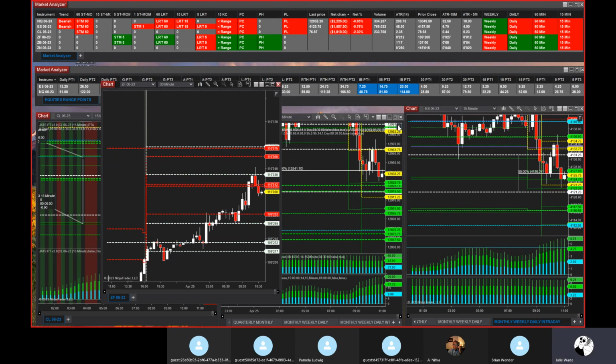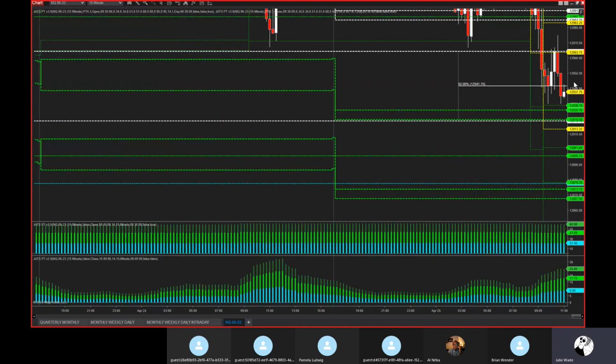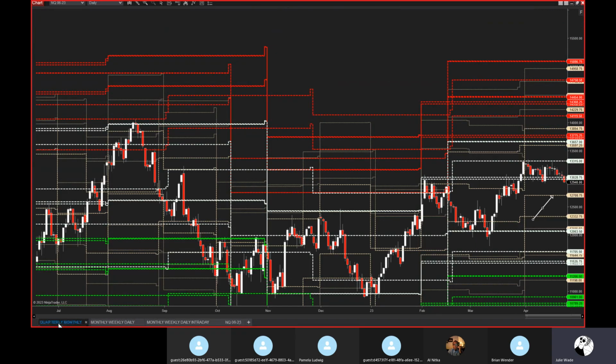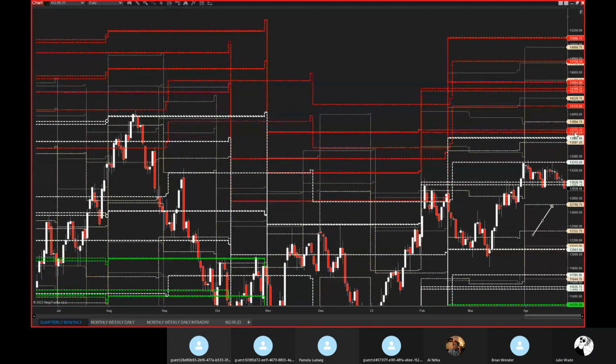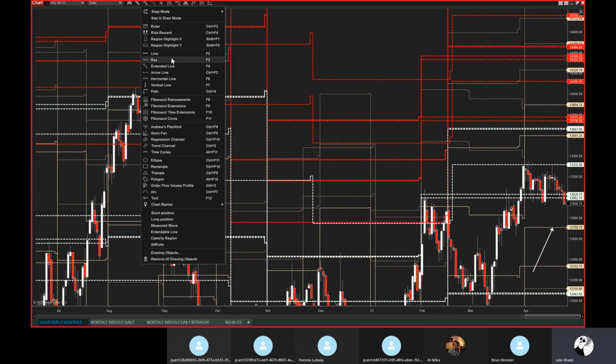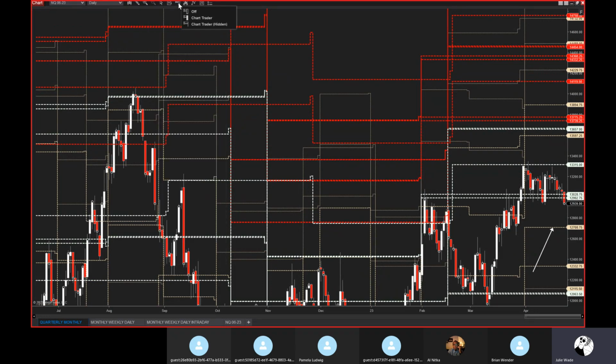So NQ broke its 90-day one up here, and it really came down nicely. Let's take a look at that. So we broke the 90-day and we're coming into that support today, and I bet that is going to break soon. 12,923.50.